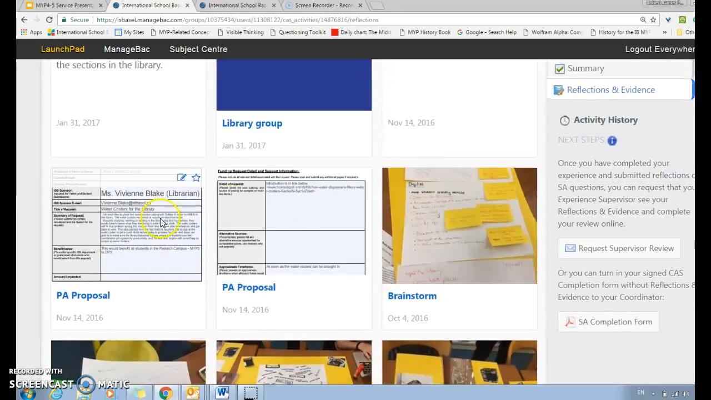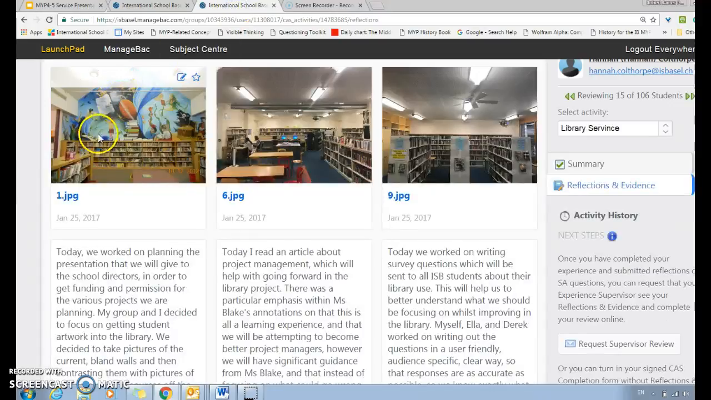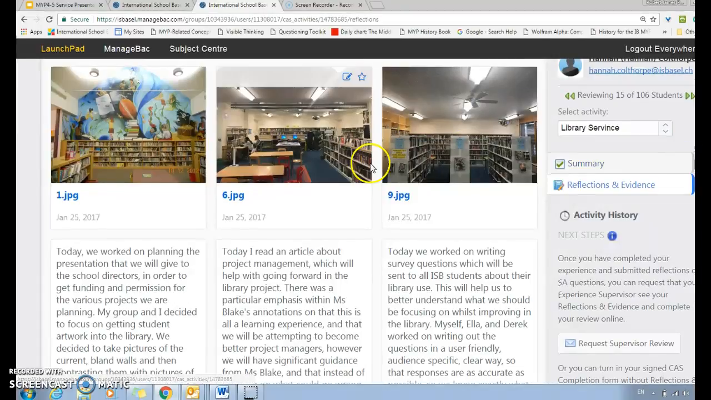They could share these proposals that they gave to the parent association. They could share a little bit of the presentation that they are giving to the principals to discuss what their group's been working on. They can share some of their research, some of the things that they saw in other libraries that they thought were really cool. So all of this stuff would be relevant to share in your presentation.